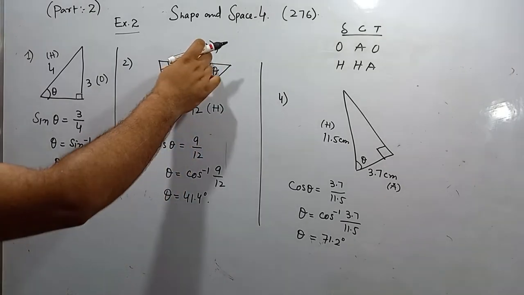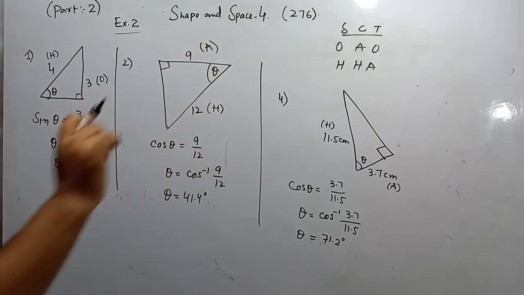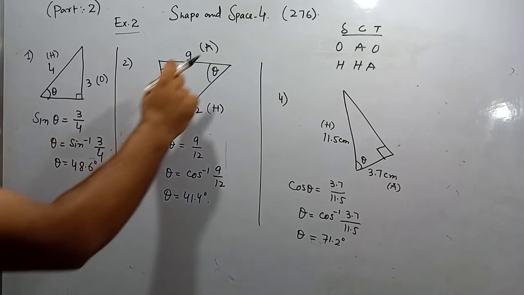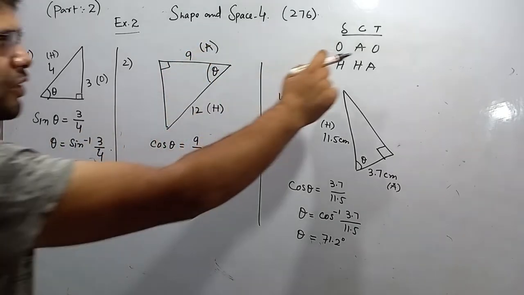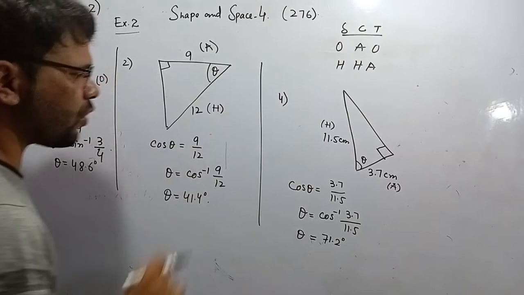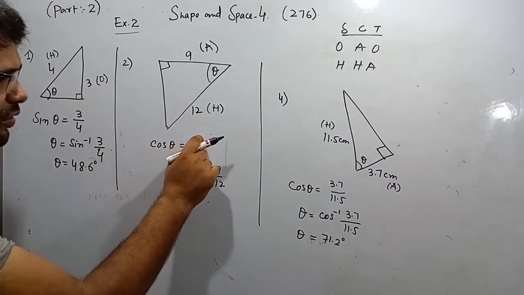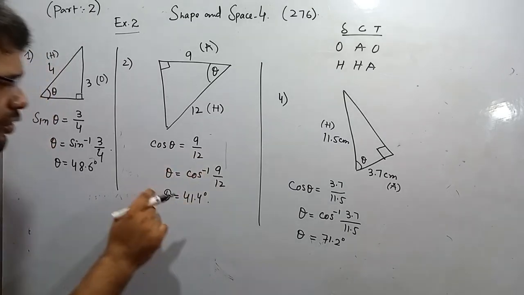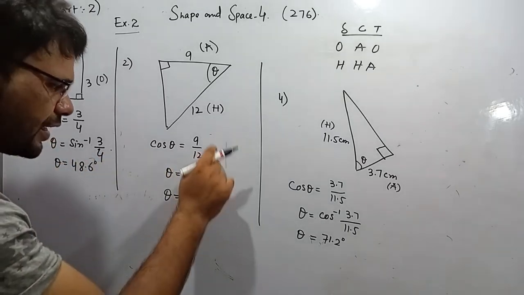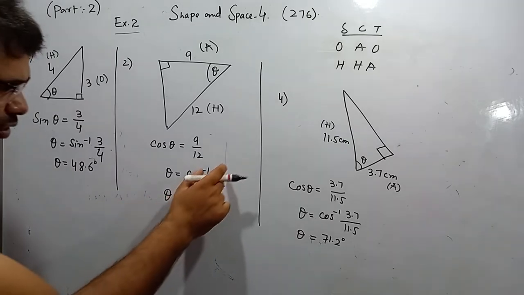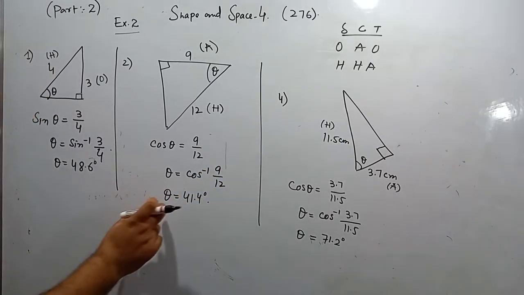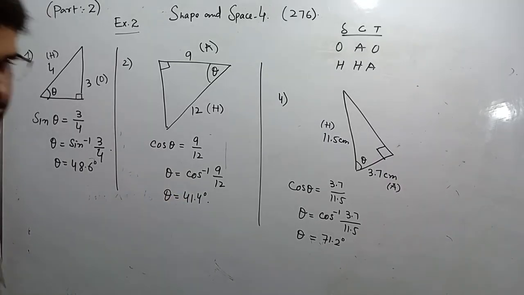Now you can see adjacent and hypotenuse. The first thing is to identify the sides, whether opposite, adjacent or hypotenuse. So here adjacent and hypotenuse is cos. So I will take cos theta is equal to adjacent 9 divided by hypotenuse, that is 12. So theta is equal to cos inverse 9 by 12. On calculating it, we will get theta is equal to 41.4 degrees.